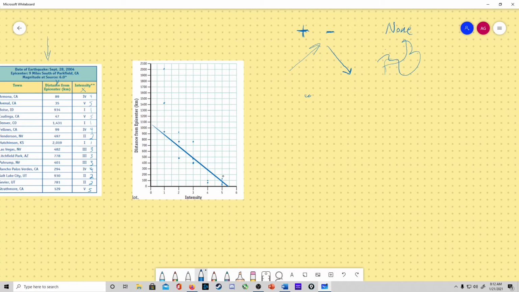And again, if we wanted to, we could take 2 points on this line and create an equation for that line. That would be the equation that represents this. It's not going to be exact, of course, but it's representative.